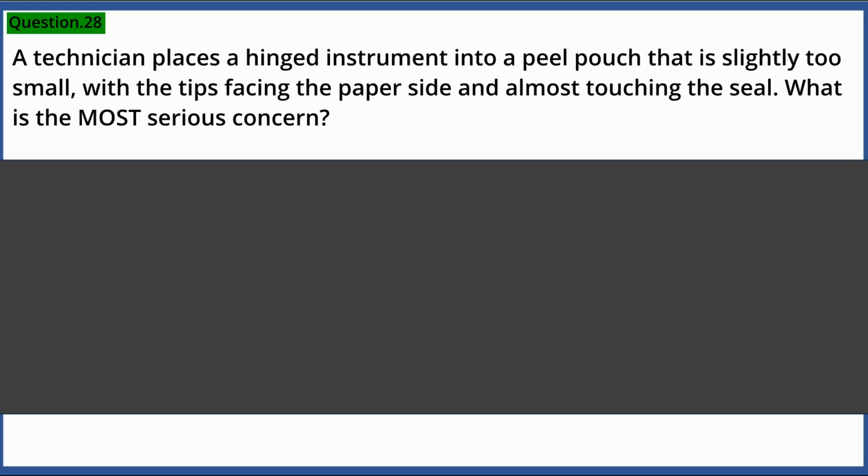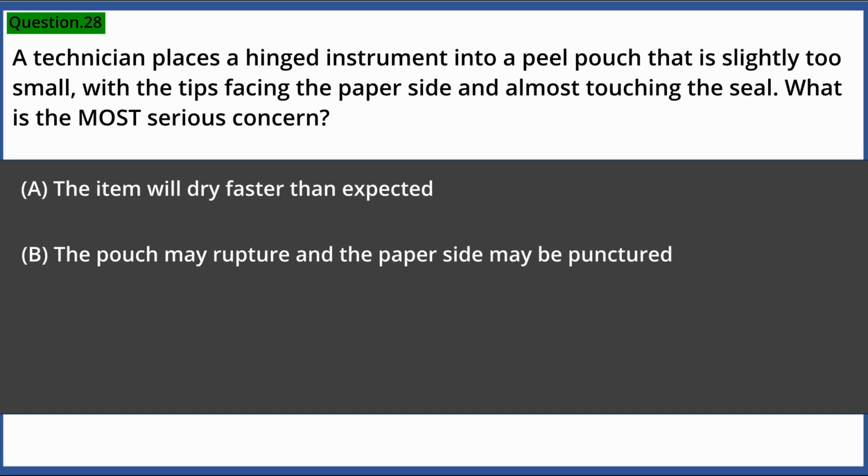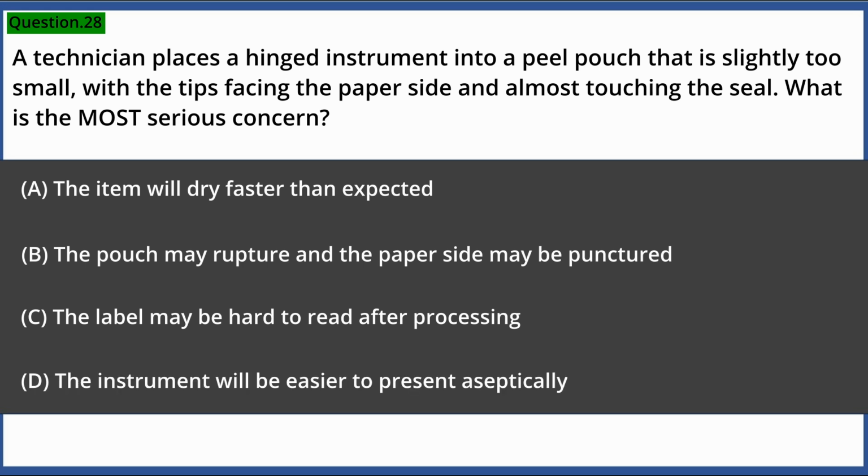A technician places a hinged instrument into a peel pouch that is slightly too small, with the tips facing the paper side and almost touching the seal. What is the most serious concern? A. The item will dry faster than expected. B. The pouch may rupture and the paper side may be punctured. C. The label may be hard to read after processing. D. The instrument will be easier to present aseptically. Answer. B. The pouch may rupture and the paper side may be punctured.